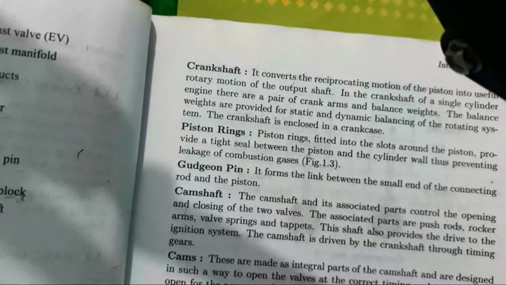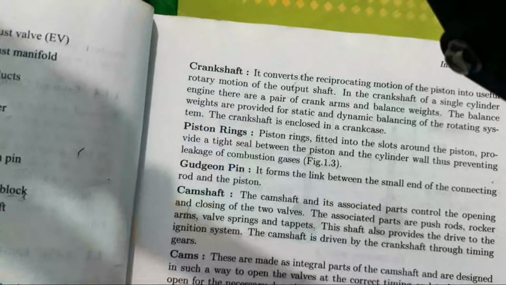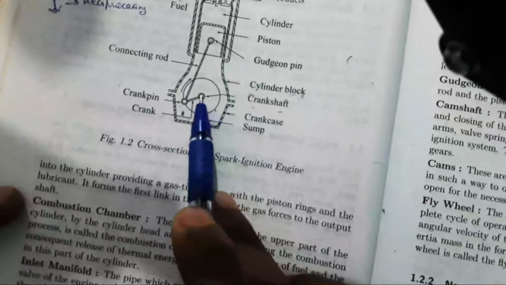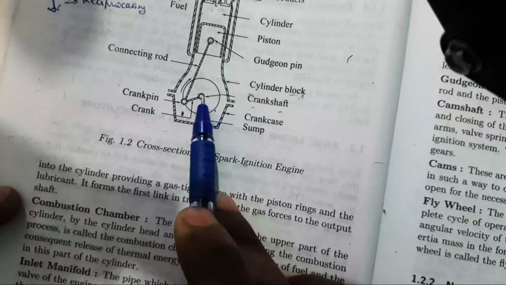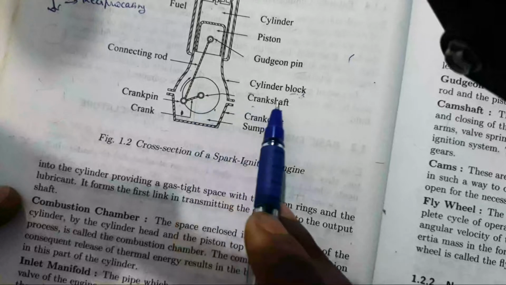Next is the crankshaft. What is a crankshaft? You can see this is called the crankshaft. Here you can see this is the crankshaft. More than one crank can be connected by the crankshaft.